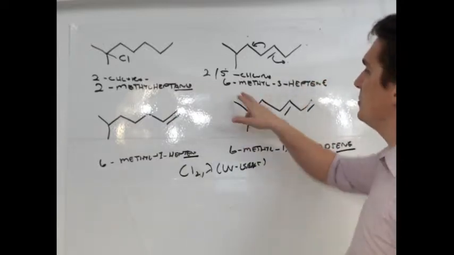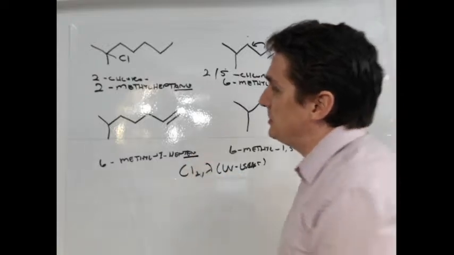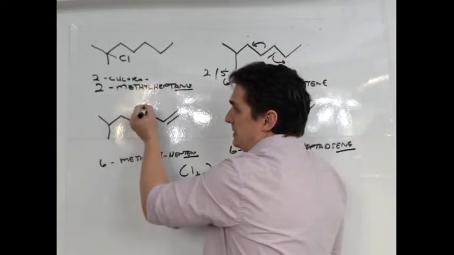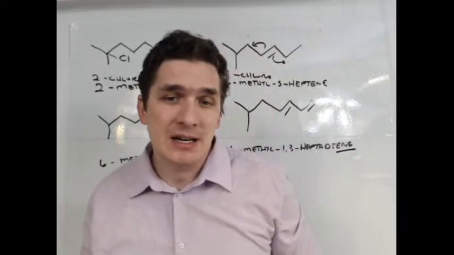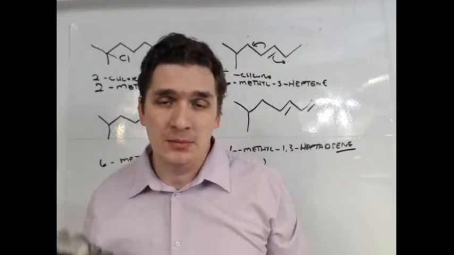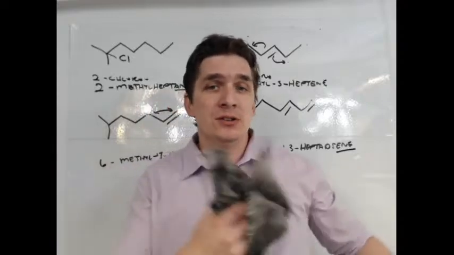So it's going to be 2-chloro-6-methyl-3-heptene or 5-chloro-6-methyl-3-heptene. Same thing's true here. Even though this is a tertiary radical, this secondary radical is resonance stabilized. And anytime we can stabilize something by resonance, we're going to do it. It doesn't matter what it looks like for an alkane.